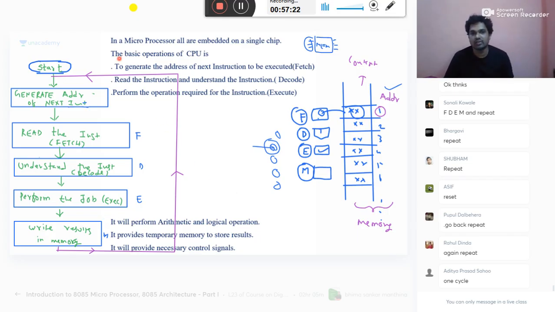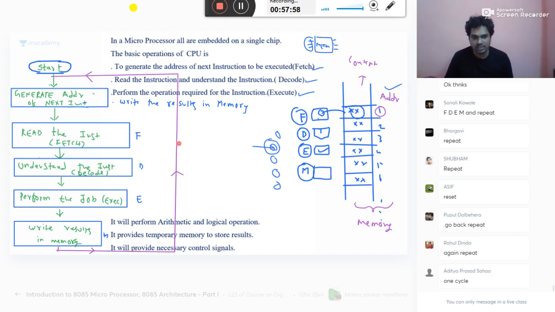So the 8085 processor generates the address of the next instruction, fetches, that is reads the instruction, decodes, that is understands the instruction, performs the operation required, that is execute, and also writes or stores the results in memory. These are the operations generally done by your computer.